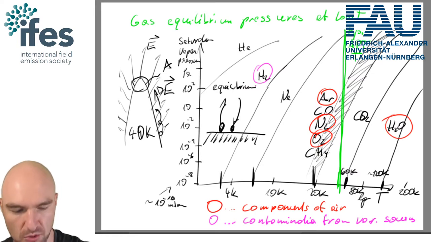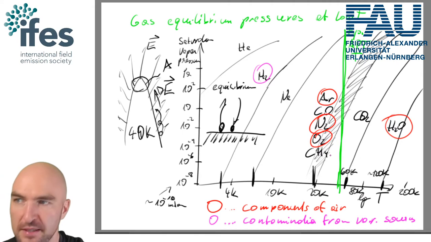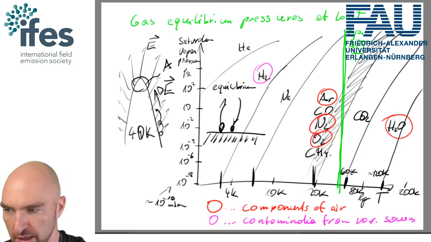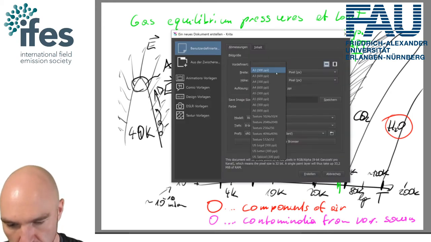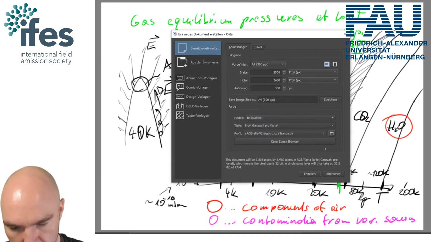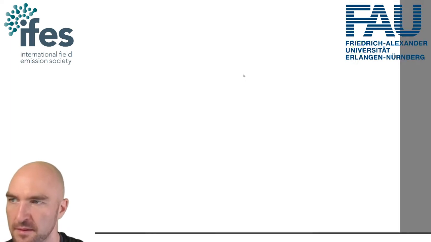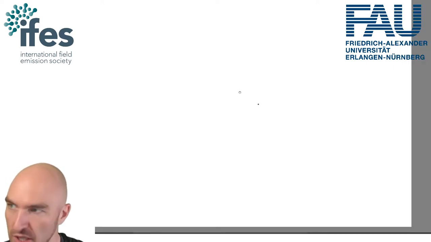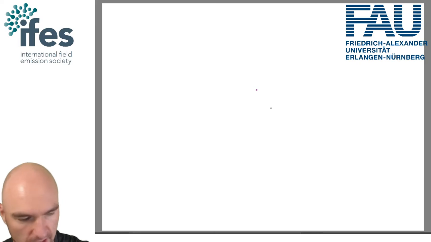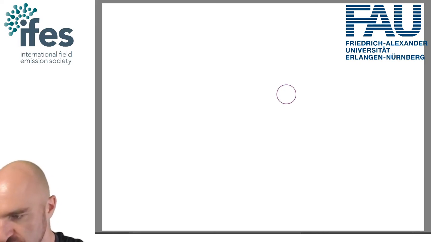But of course, for us, the question is then, at my temperature or whatever pressure I'm working at, in equilibrium, it might be fine. But how long does it take to get to that equilibrium? And this is actually something that's very, very important for us in atom probe tomography. And for that, we actually need to look at the kinetics of the desorption process.